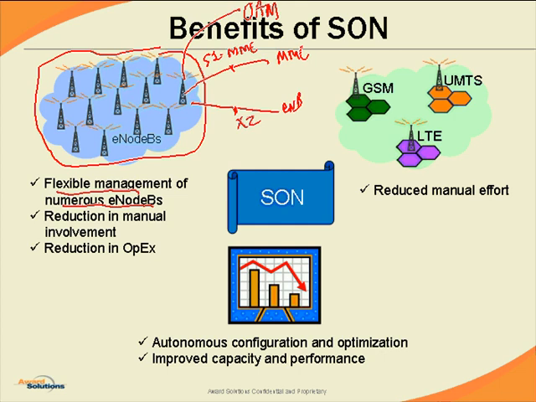So the reduction in manual involvement would mean that we eliminate some human errors, and it will reduce the amount of time we have to spend. So we can focus our energy and resources on more complex and more important tasks.